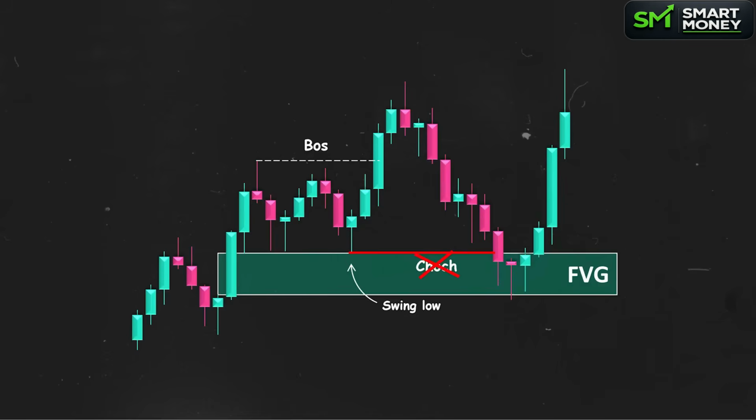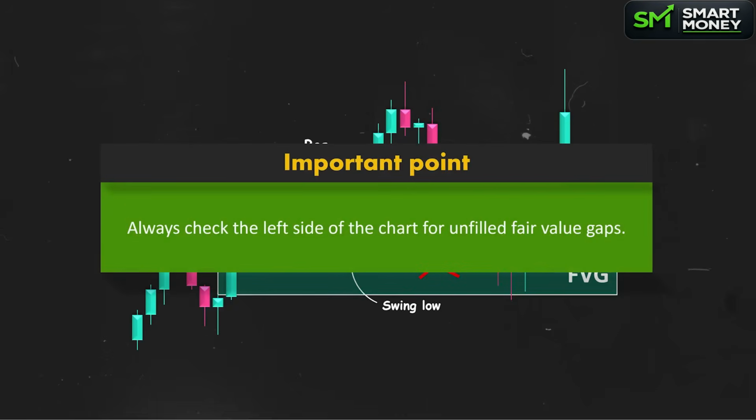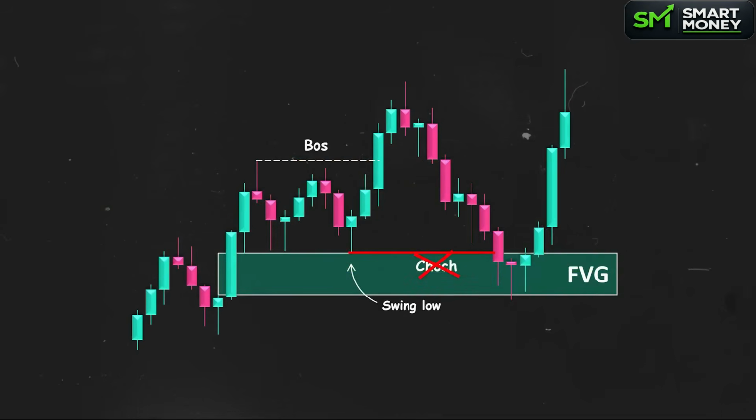The key takeaway is to always check the left side of the chart for unfilled fair value gaps. Doing so will help you distinguish between a move that is simply filling an imbalance and one that reflects a genuine shift in market sentiment. By understanding this difference, you can avoid false signals and stay aligned with the overall market structure. Now that we've covered these concepts, let's move on to the next topic.